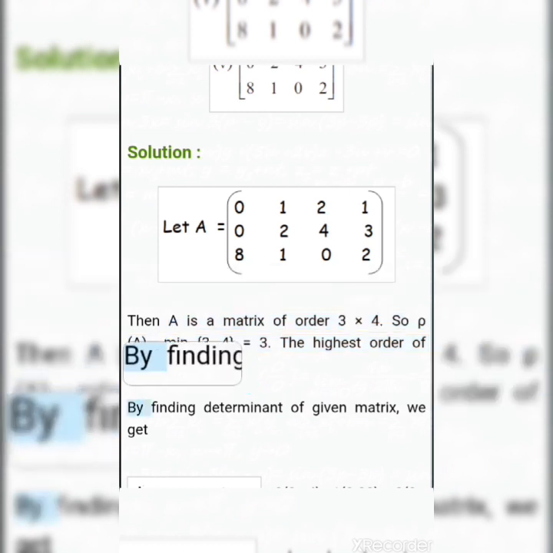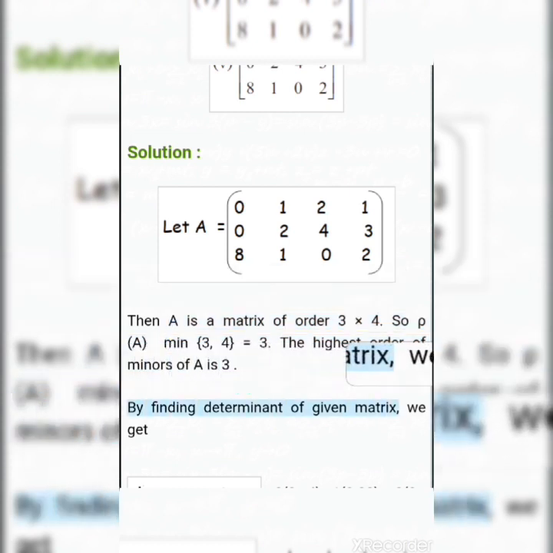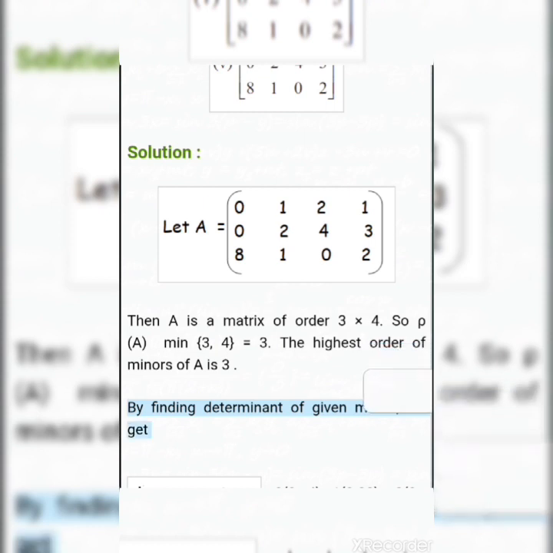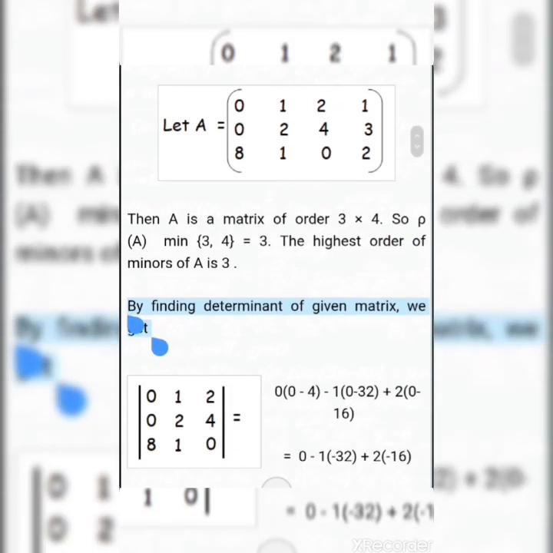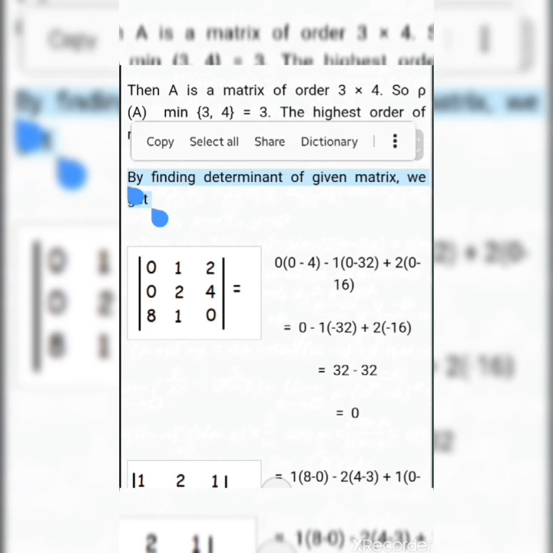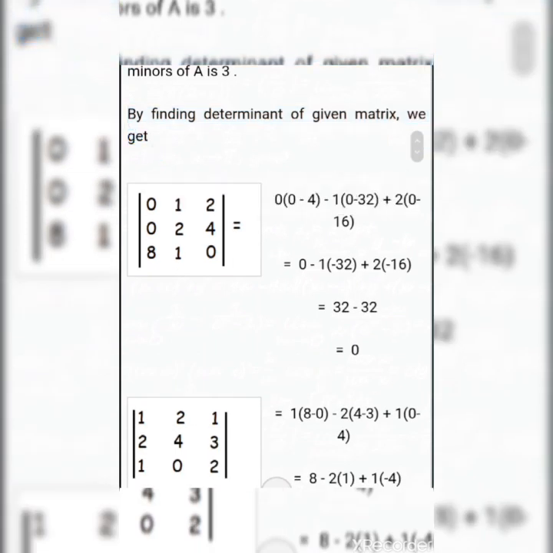By finding the determinant of the given matrix, we expand along R1. 0 of the minor 1 2 0, 2 4 8, 1 0... obviously 0. Here R1 and R2 are proportional, so the determinant value is 0. No need to expand like this.